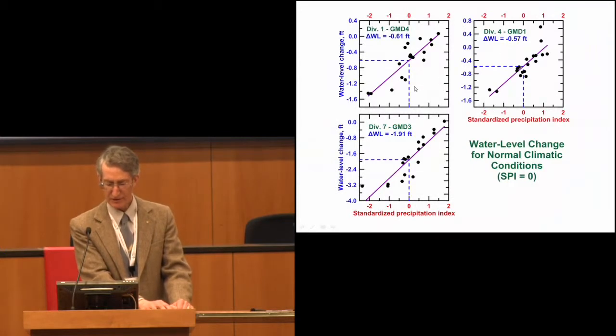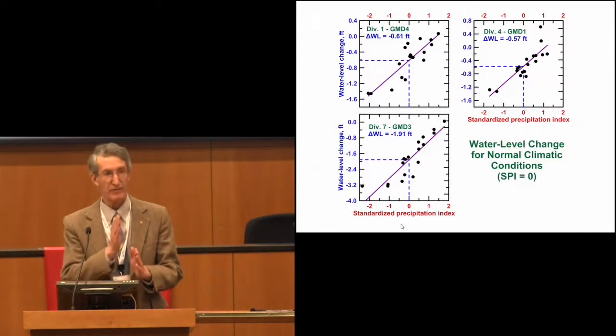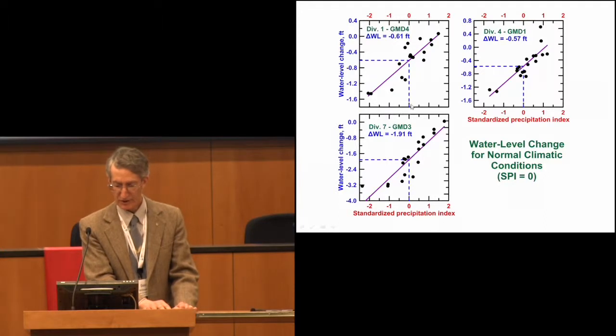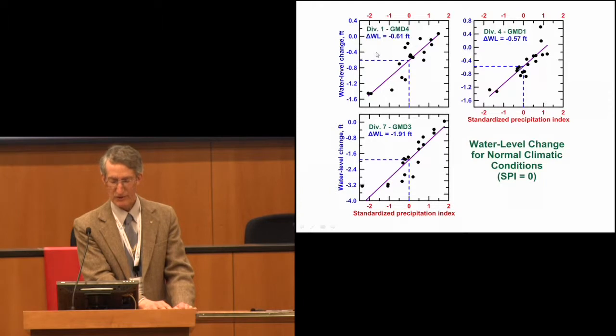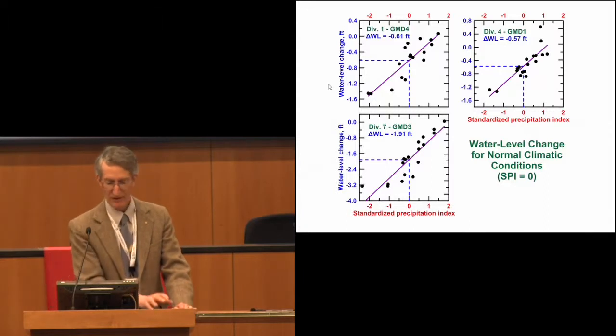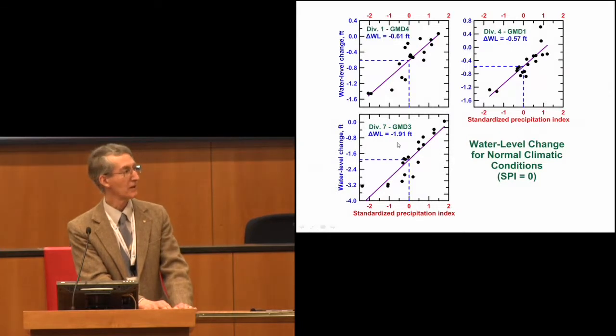Another implication of this is, let's suppose we look at the 0 Standardized Precipitation Index value, because the negative values are when it's dry, and the positive values when it's wet. So if we have the 0 value, that's more the normal, average condition. In that case, we can go up on the graph, see what the point is on the regression curve, and then see what the water level decline would be. So we can see what the average water level decline would be for a normal climatic condition. You can see it ranges anywhere from about a decline of 0.6 feet or 0.57 feet here up to almost 2 feet, depending on the groundwater management district.